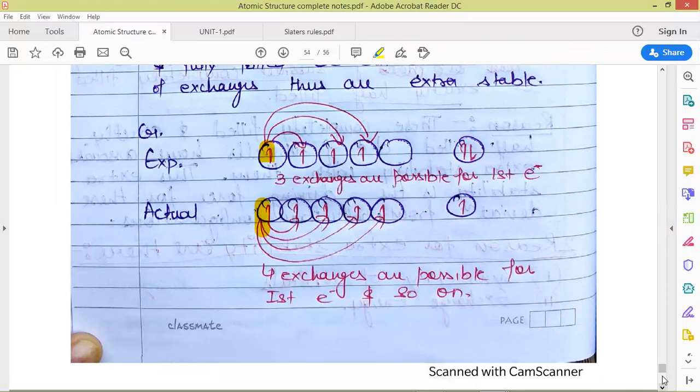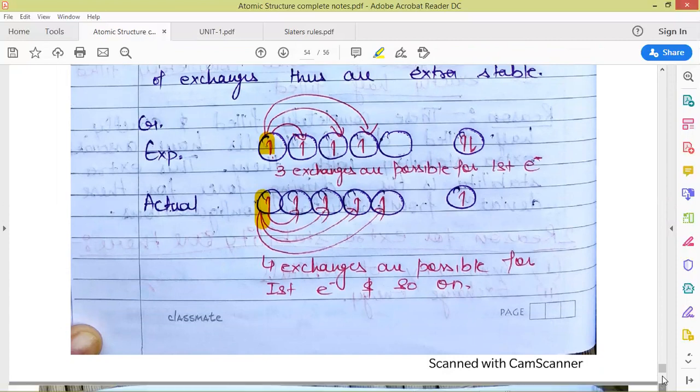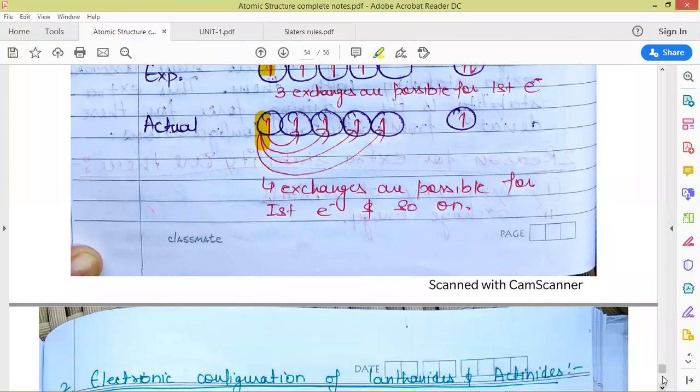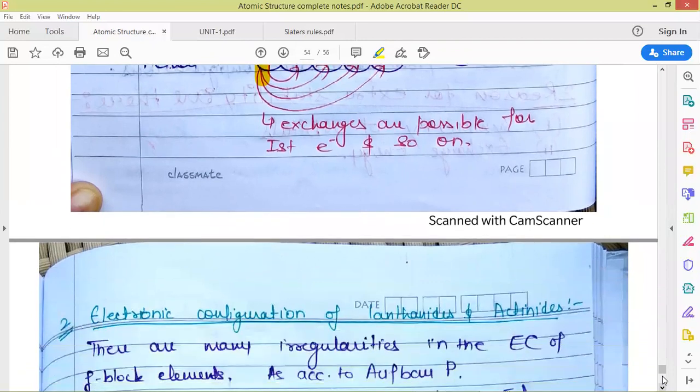exceptional electronic configuration. So based upon these two things, that is symmetry and exchange energy, which is released based upon the number of exchanges which has increased based upon the deviation from the electronic configuration, this is the driving force for the deviation from the electronic configuration.